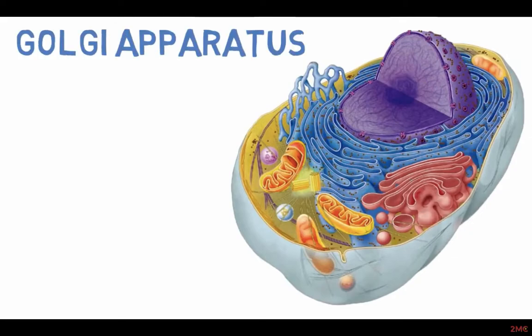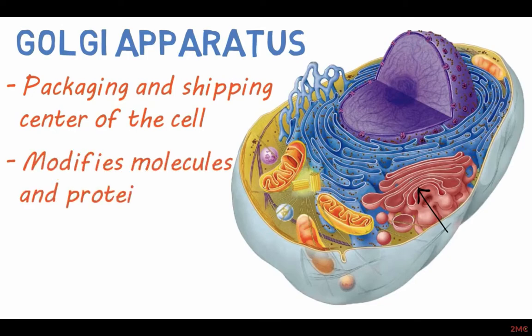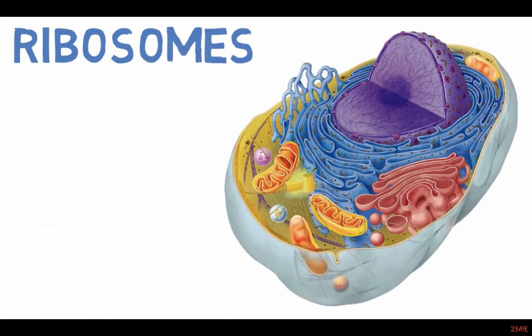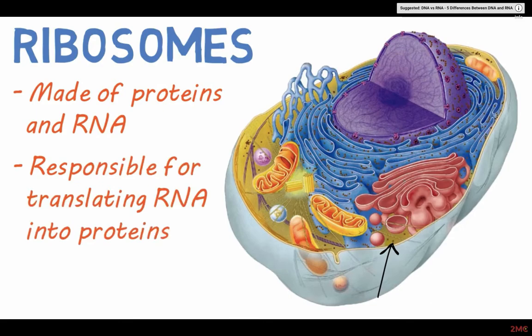The Golgi apparatus, or Golgi body, is the packaging and shipping center of the cell. It modifies molecules of proteins produced by the cell and sends them in vesicles to be shipped out of the cell. Ribosomes are next, and they are small structures throughout the cell made up of proteins and RNA. They are responsible for translating RNA into proteins for use in and out of the cell. They are found freely floating in the cell or bound to the endoplasmic reticulum.